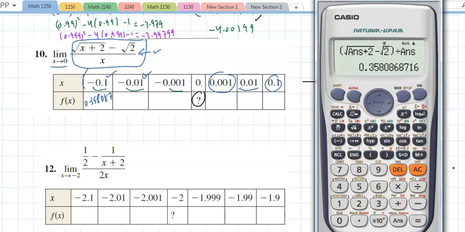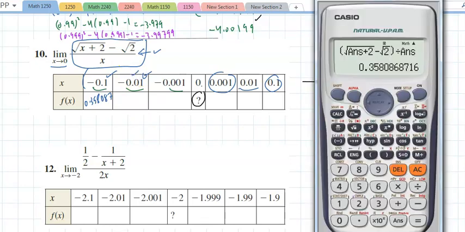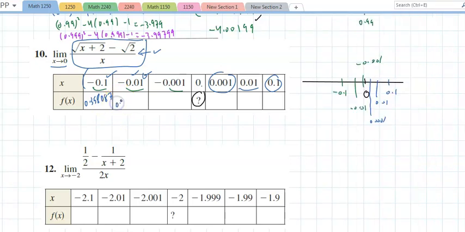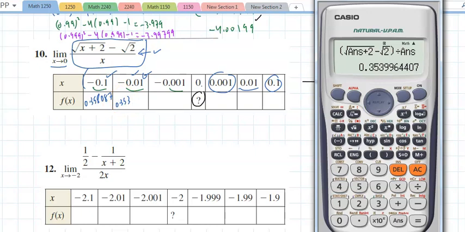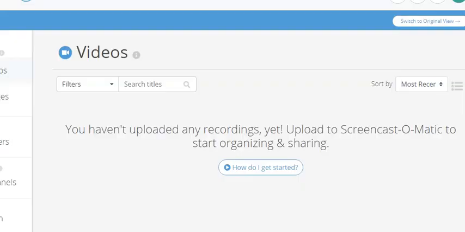And do you notice I get the same answer? Now when I want to go in and plug in negative 1.01, all I have to do is take negative 0.01, enter, and now if I go back and hit equal, it'll give me the answer, and there it is. And that turns out to be 0.353996.